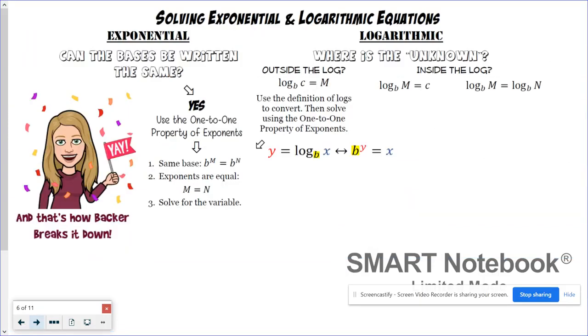And that's how we can evaluate simple logarithmic expressions. We're talking about where the unknown or the variable, like y, is on the outside of the log. When we have log equals our unknown, we're going to convert to its exponential form, and then we're going to get the bases to be the same so we can say the exponents are equal. And that is how Becker breaks it down.